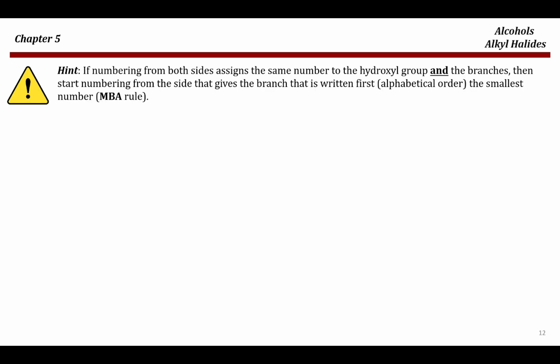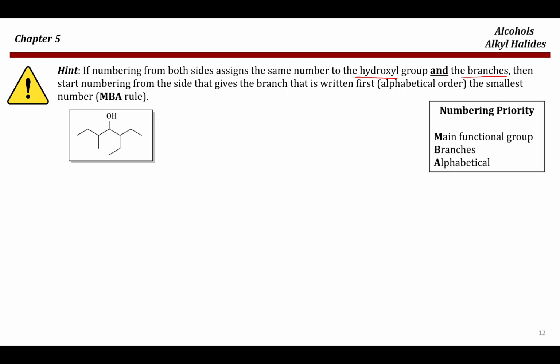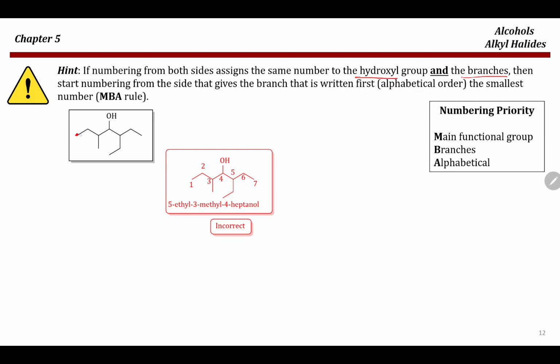If numbering from both sides assigns the same number to the hydroxyl group and to the branches, in this case you have to move to the alphabetical order rule. So the group which is written first should be given the smallest possible number. For example, let's say we were given this compound. Again, this is the longest chain, 1, 2, 3, 4, 5, 6, 7, so this is heptanol.